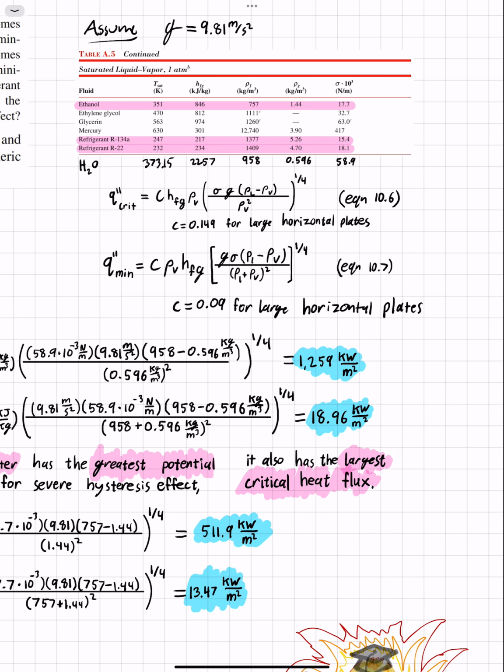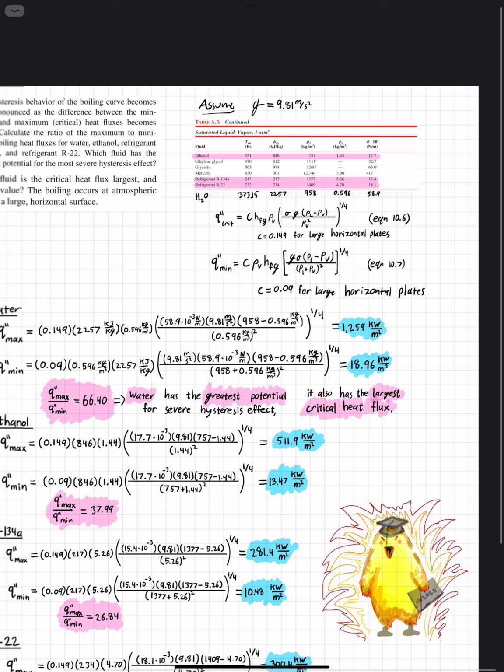Along with this, in equation 10.7, we know that the minimum heat flux is equal to C times the density of vapor times h_fg times the quantity sigma g times density of liquid minus density of vapor over density of liquid plus density of vapor squared, all to the 1/4. And for this case, again with large horizontal plates, again from the book, C is equal to 0.09. So with that, we can get into it.